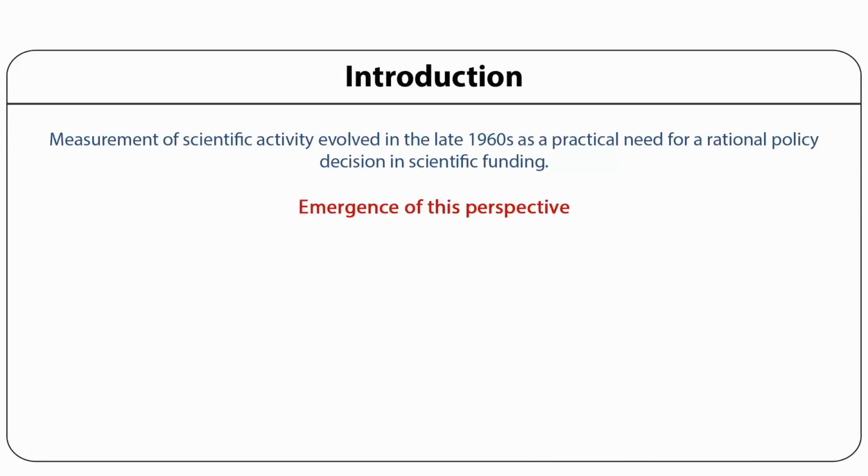Measurement of scientific activity evolved in the late 1960s as a practical need for a rational policy decision in science funding. How this perspective emerged, and in a sense why it emerged. Scientific research was shown to increase exponentially: the amount of resources involved, the manpower involved, and the publications which were coming out from scientific research.